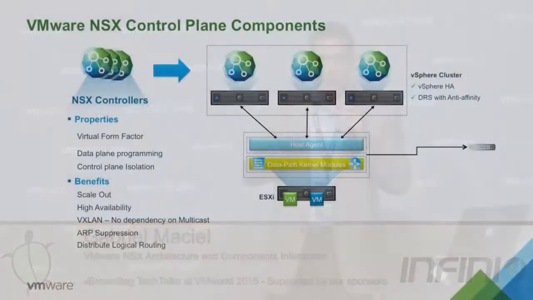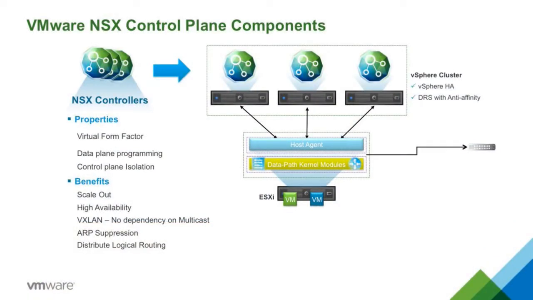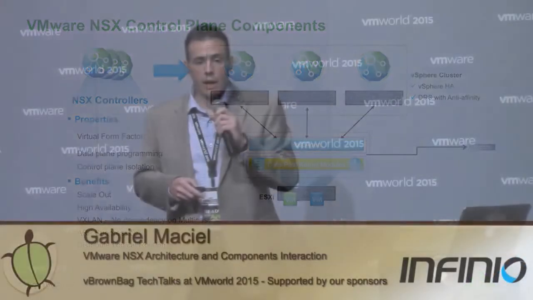These 3 VMs obviously are in charge of 2 of the 3 distributed services. We said logical switching and logical routing. And the benefits of it is that, among other things, it's going to provide, for example, ARP suppression, and it's going to allow you to have VXLAN with a replication mode which doesn't depend on multicast. So the reason why we have 3 controllers is also because we want to offer additional resiliency besides the vSphere resiliency and the control plane.